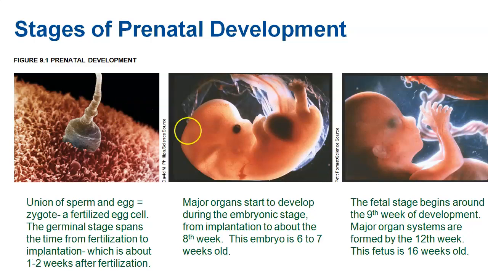The next thing you will need to know is the fetal stage of human development and when that happens. And so if you see over here, it goes from week 9 through to birth. So it starts around week 9 and it goes until the baby is born. So the fetal stage is from week 9 through to birth or delivery.